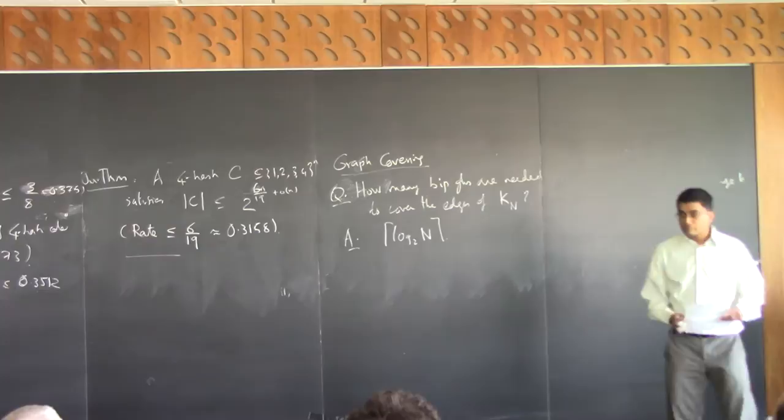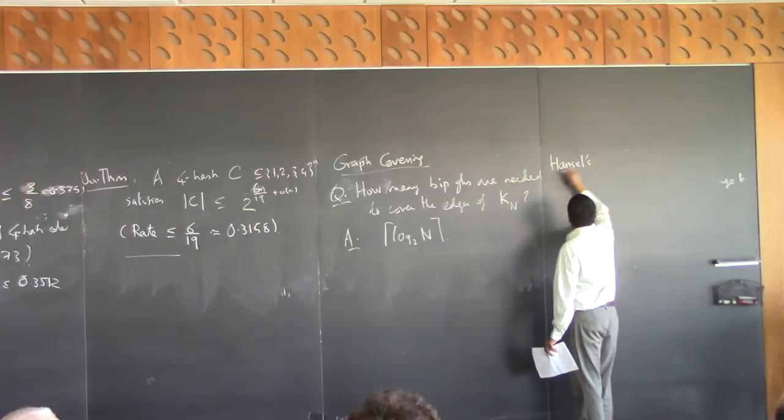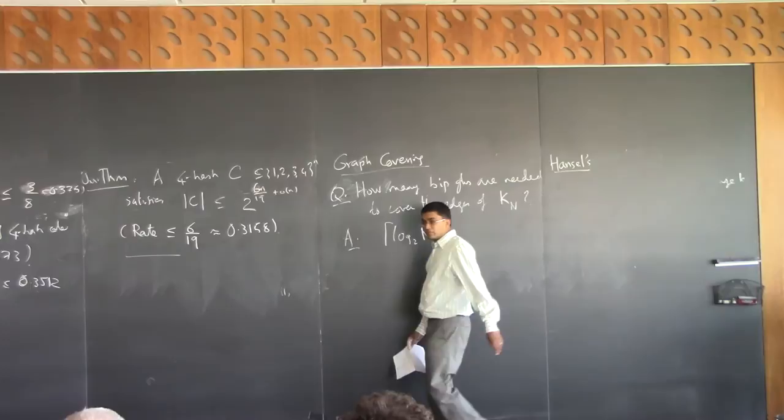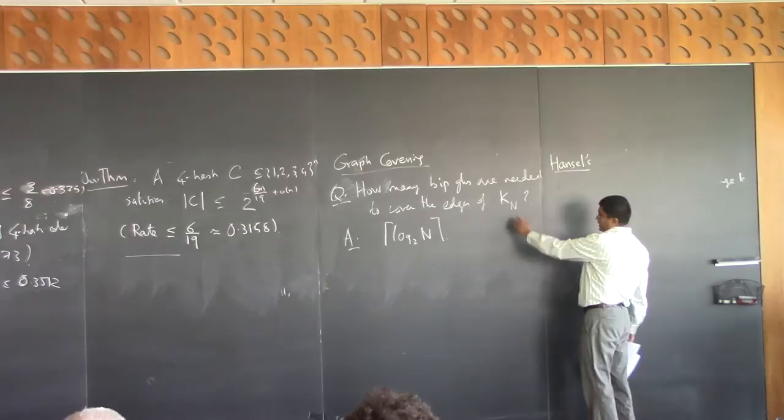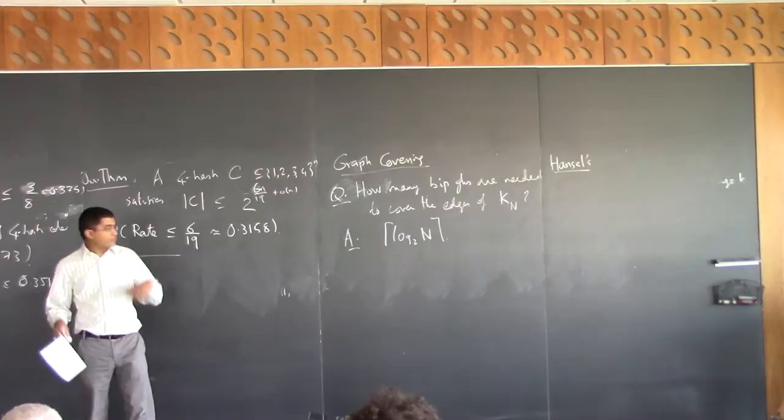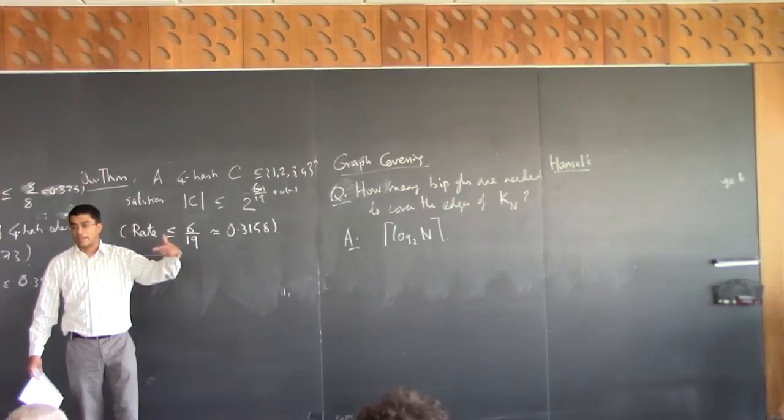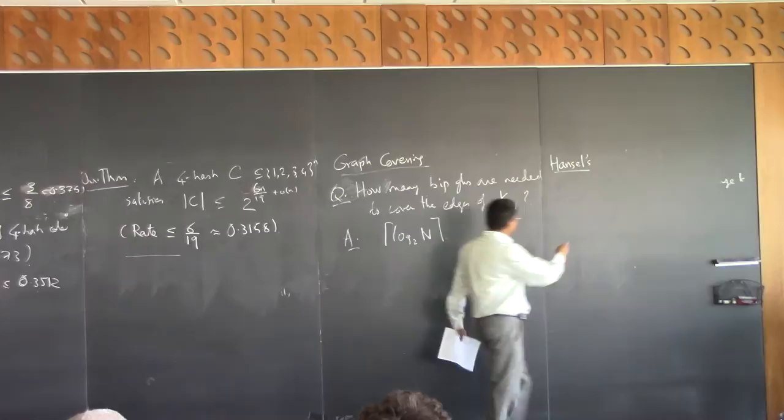So here is the generalization of that. You can prove this is a lower bound also. Another way to do the lower bound is that the chromatic number of the complete graph is n, and the chromatic number of a bipartite graph is 2, and when you take a union of two graphs, the chromatic number at most multiplies. So you need log n graphs to get this. Okay, that's basically it. But there's a generalization of this called Hansel's lemma.